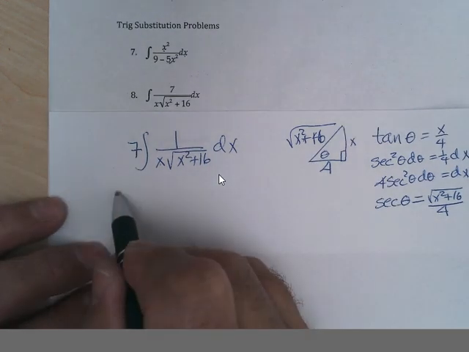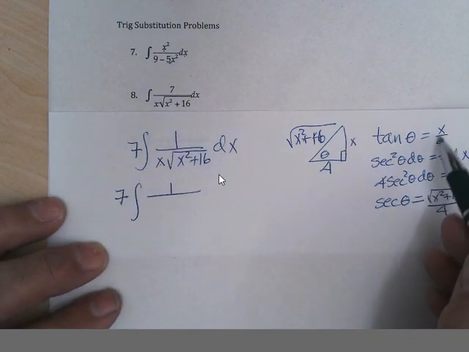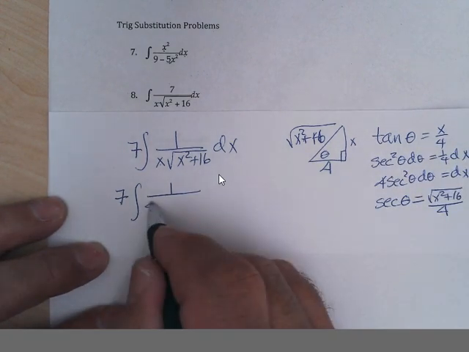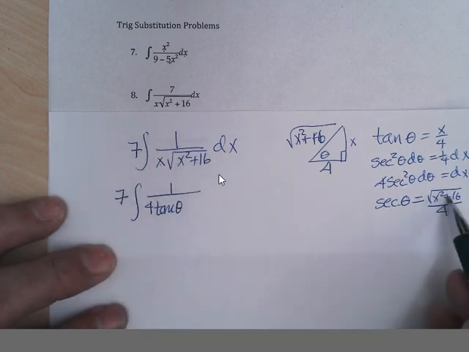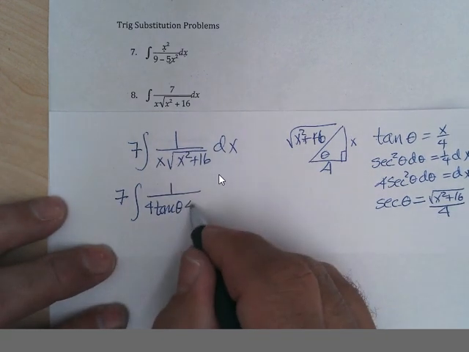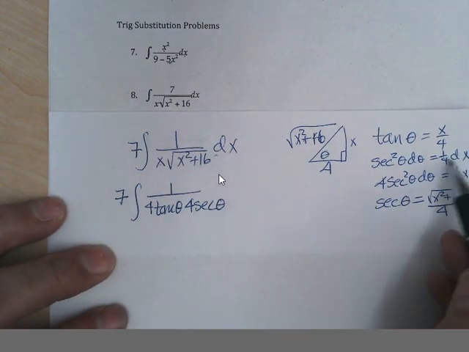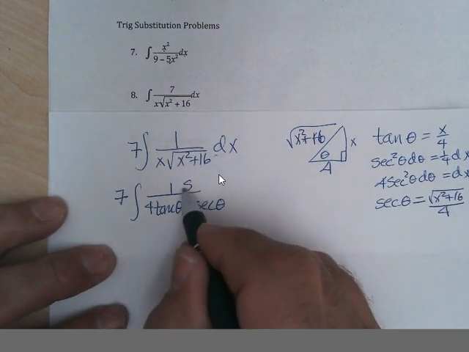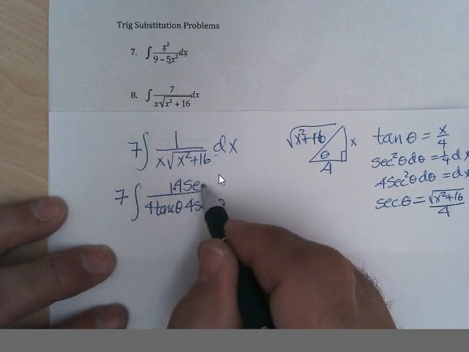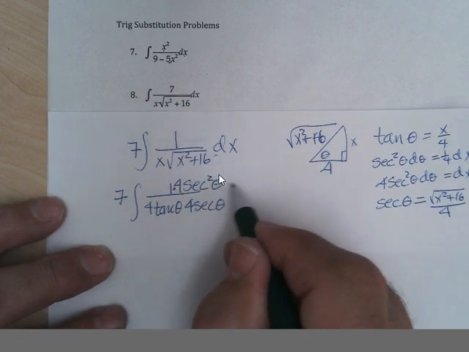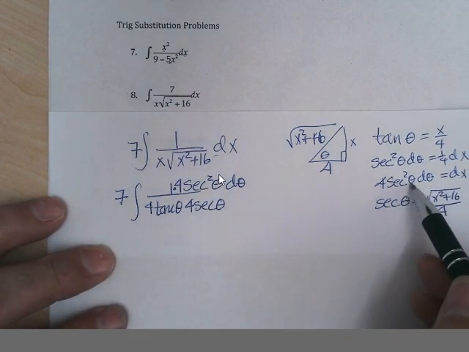So this becomes 7, 1 over x. X is 4 tangent theta. And the square root is 4 secant theta. And the dx is 4 secant squared theta d theta.